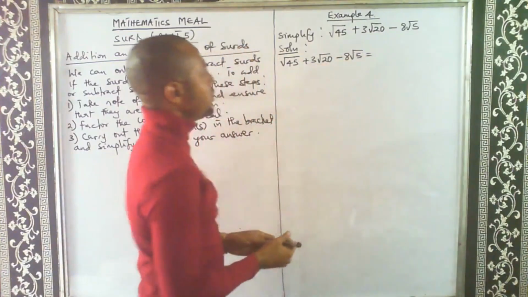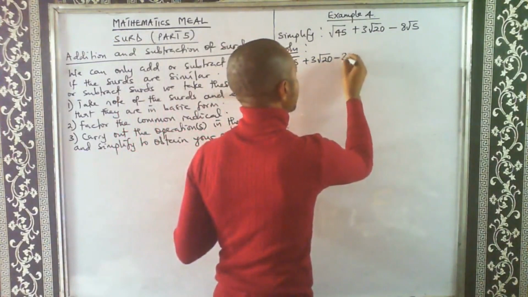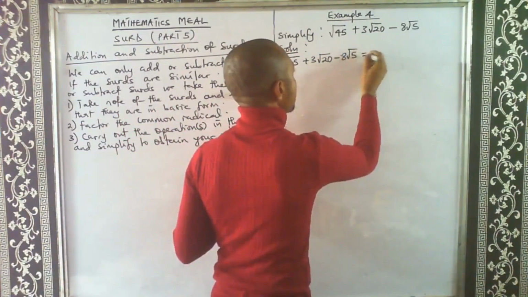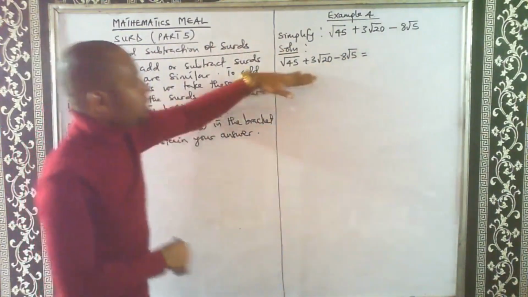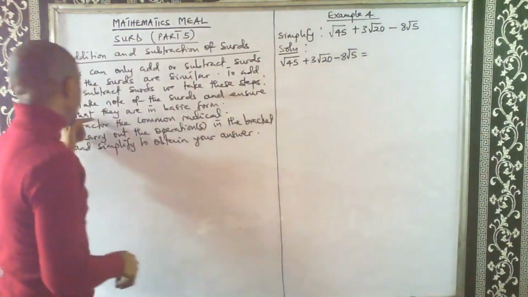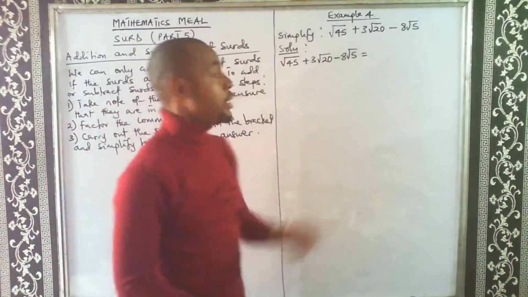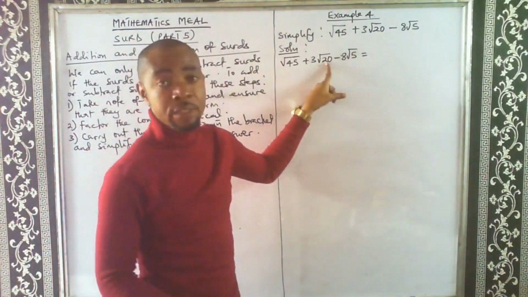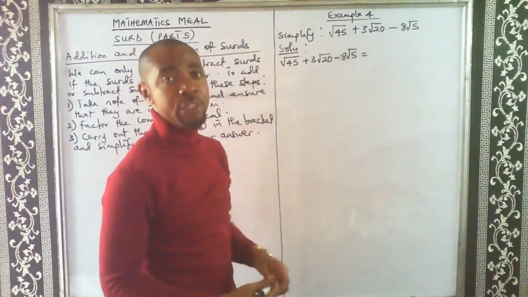Okay. What are we going to have? I need to have minus 8 root 5. I need some space. So take note of the surds. We have taken note of the surds, and ensure that they are in basic form. Okay? We look at this, they are not in basic form, because this 20 here in the square root sign can still be reduced. 45 can still be reduced.